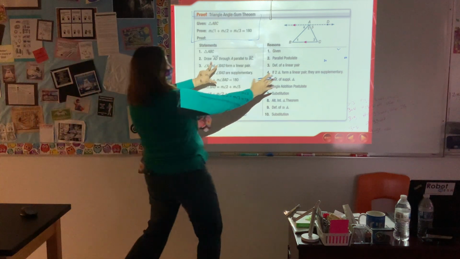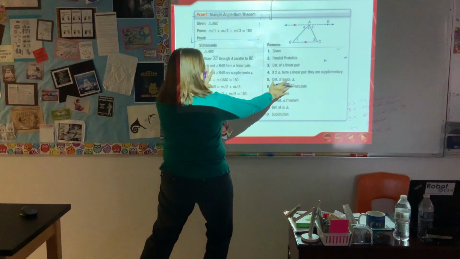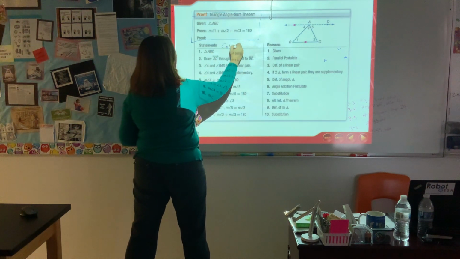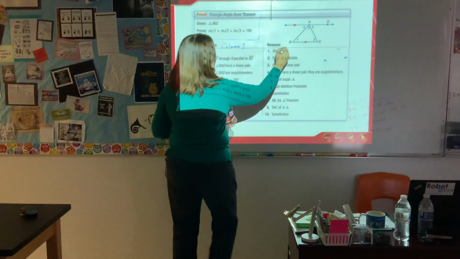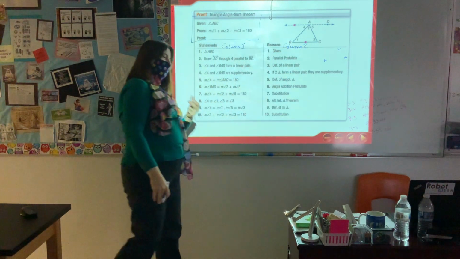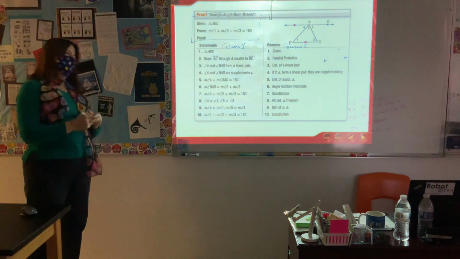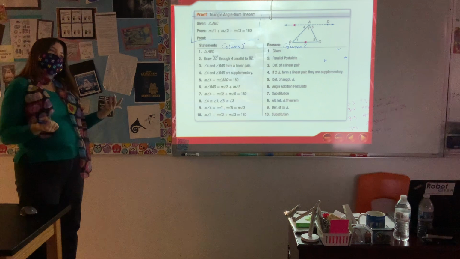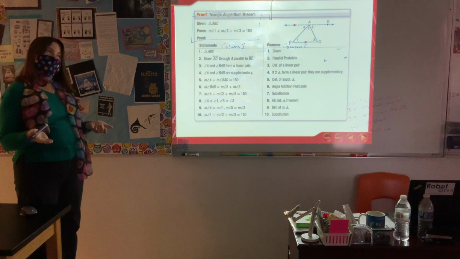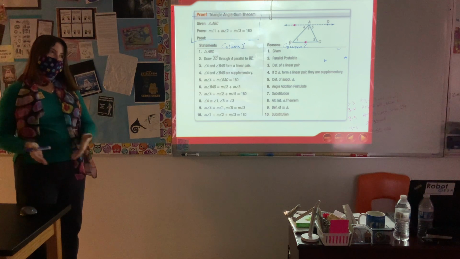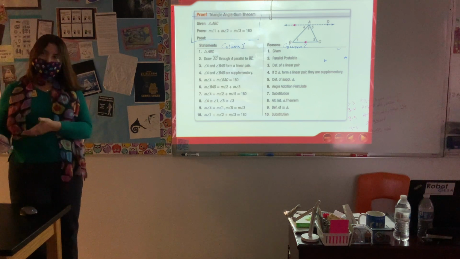The name kind of comes from this: statements and reasons, which is column 1, column 2. This is a 2-column proof. Does that name not seem familiar? That was happening a lot in your homework. Write a 2-column proof for.